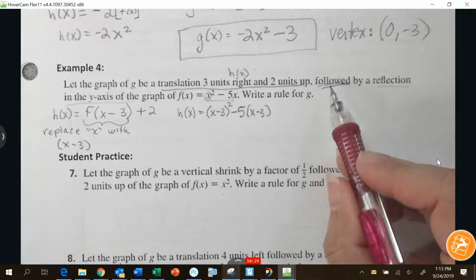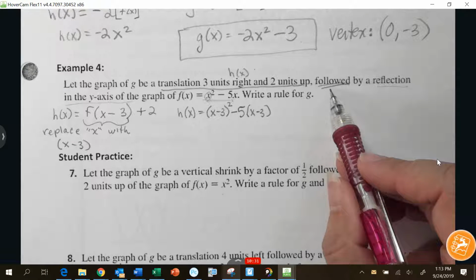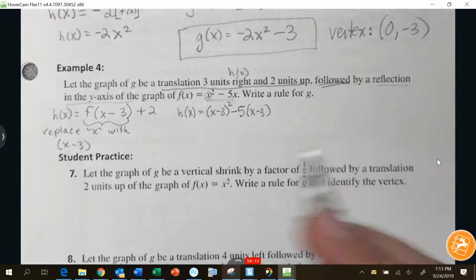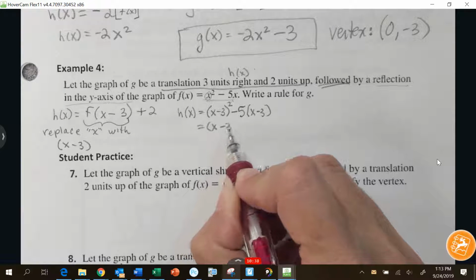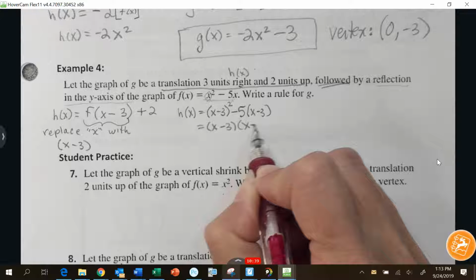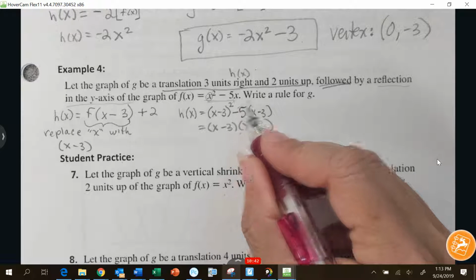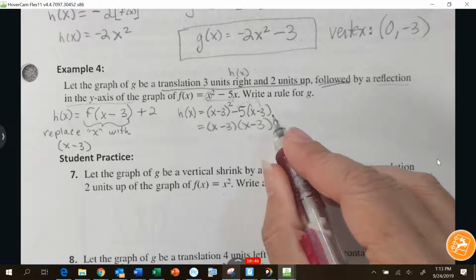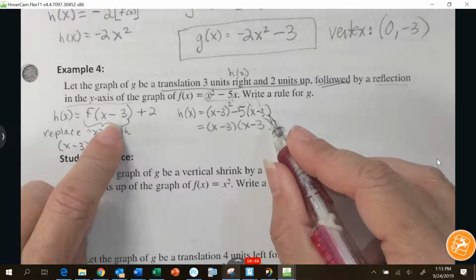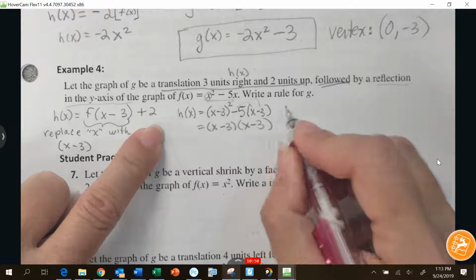Okay, so followed by usually means let's kind of simplify it from here. So we could do x minus 3 times x minus 3, and we could distribute the minus 5. Oh my gosh, I forgot something at the end of this though. That's only the minus 3 part. What did I forget? I forgot my plus 2 at the outside.